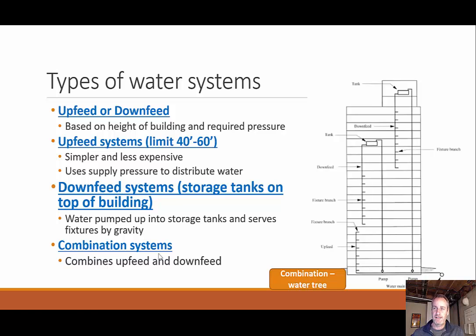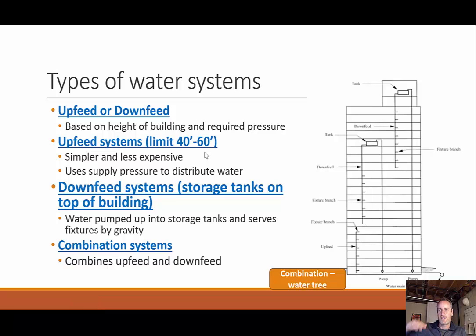An upfeed, and these are based on the height of the building and what required pressure I need, is generally what we think of for residential. What that means is we're relying on the pressure from the city to distribute the water throughout the structure. It's simpler and less expensive. However, it's limited because, as I have pressure going up in height, the pressure is actually used to bring that water up to that height, which means that we're losing some of our liquid head. We're losing some of that pressure that is available to us as we move higher in our system. So with these upfeed systems, we do have a limit of like 40 feet to 60 feet.